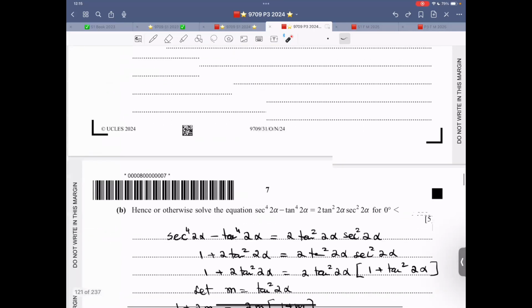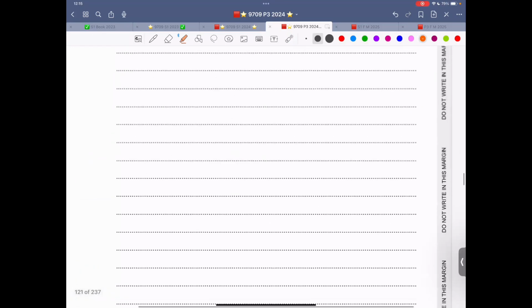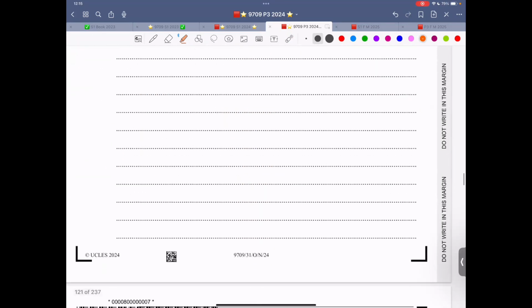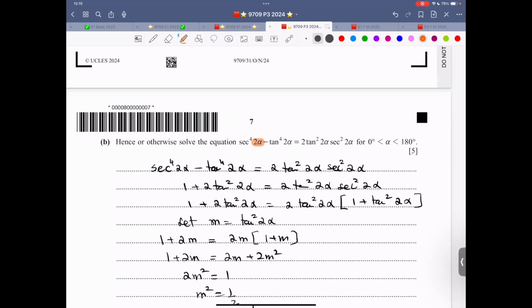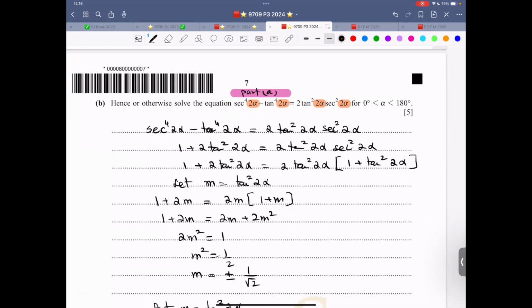Now the next part. Now it's a big trig equation. And this time, what have they changed? They have changed this thing: instead of that x, instead of theta over there, they have written 2 alpha. So sec power 4 2 alpha minus tan power 4 2 alpha is 2 tan square 2 alpha, sec square 2 alpha. Now this thing on the left hand side, link it with part A. This is related with part A. So we have already proven that this thing of this sort will be broken down into 1 plus 2 tan square. Instead of theta, what do we have?